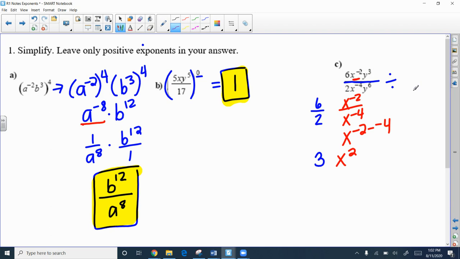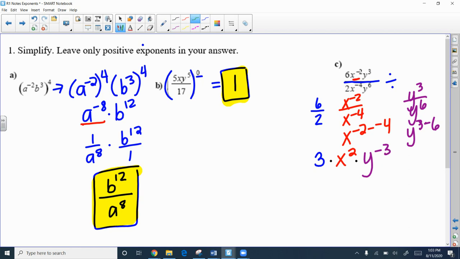And then I need to also divide the y's. So I have y cubed divided by y to the 6. So keep the base and subtract. So we have y to the 3 minus 6 power, which gives us y to the -3 power. All right, so this is what I have now. These were all next to each other, so they're still multiplied. 3x squared y to the -3. So I put the numbers together, the x's together, and the y's together.